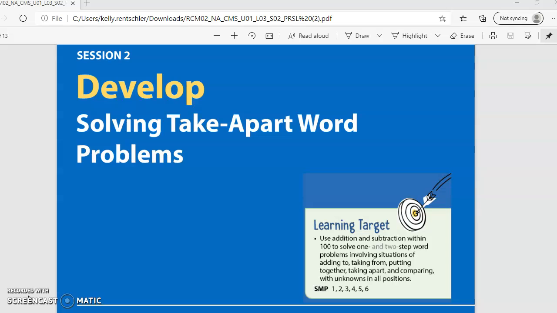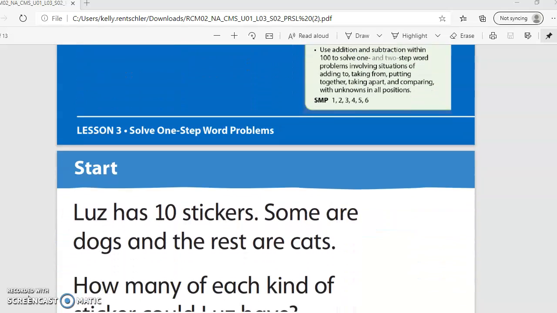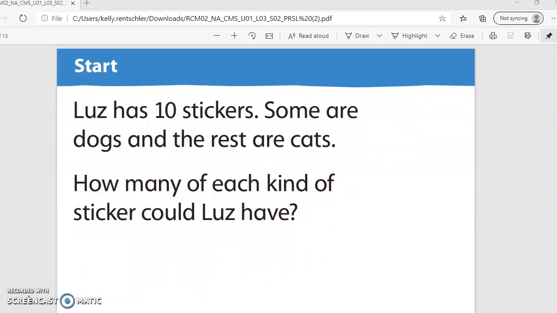Today we are working on one-step word problems again, but today we're going to focus on take-apart word problems. So remember, when we add, we put things together, but when we subtract, we're taking them apart. So let's get our brains warmed up with a little challenge question.